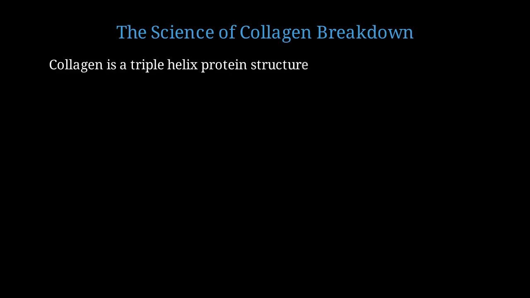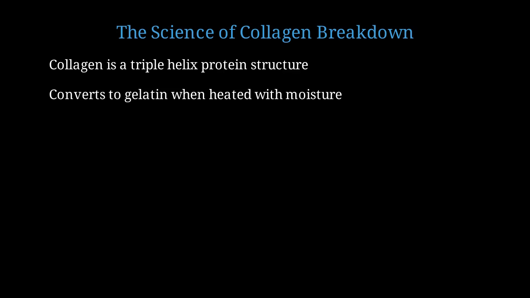Now let's explore in detail the science of collagen breakdown, which is crucial for understanding long cooking times. Collagen is a triple helix protein structure that provides mechanical strength to connective tissue in meat. When heated in the presence of moisture, collagen hydrolyzes and converts to gelatin, a much softer substance. This conversion requires both adequate temperature and sufficient time.